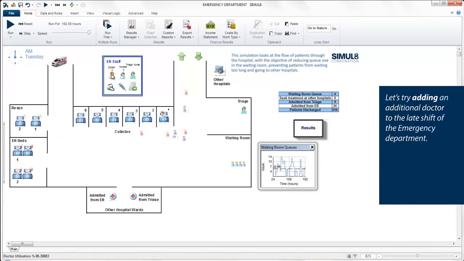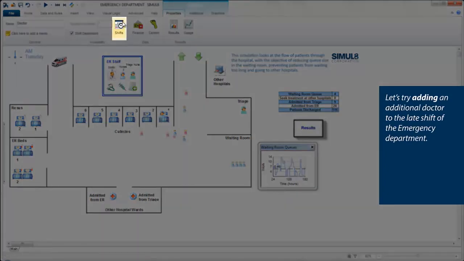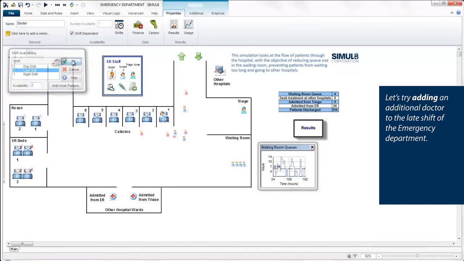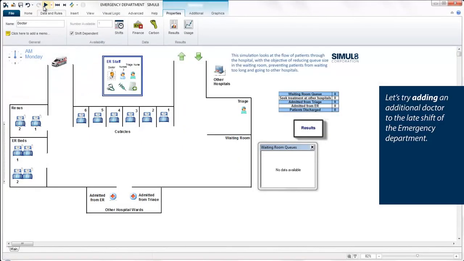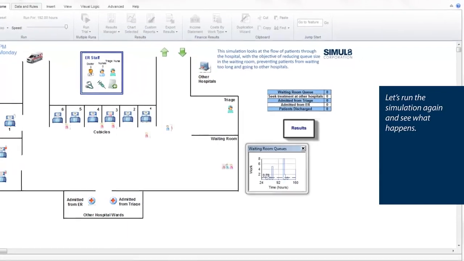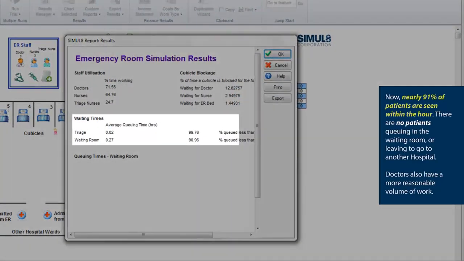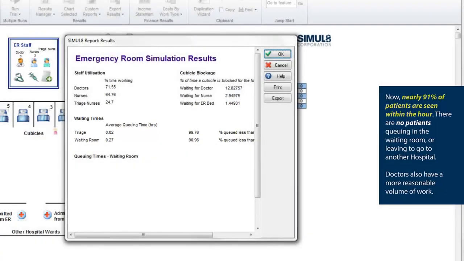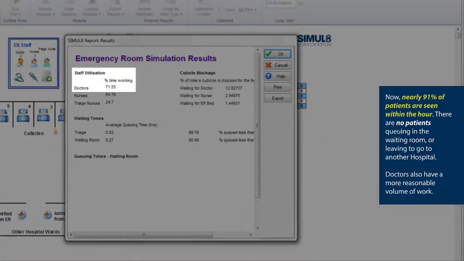Let's try adding an additional doctor to the late shift of the emergency department. Let's run the simulation again and see what happens. The results now show that nearly 91% of patients are seen within the hour, and that there are no patients queuing in the waiting room or leaving to go to another hospital. It also shows that doctors have a more reasonable volume of work.